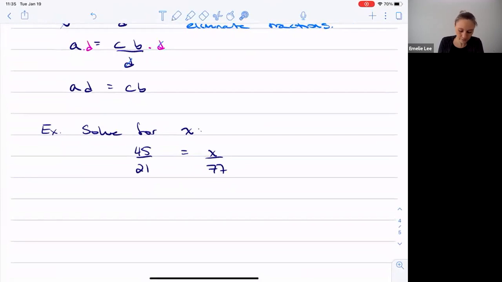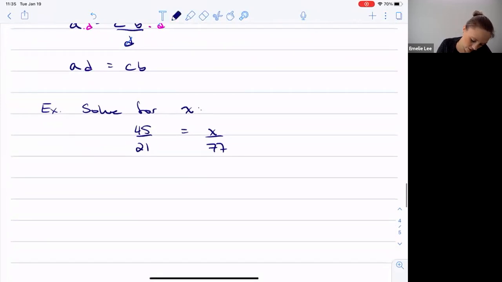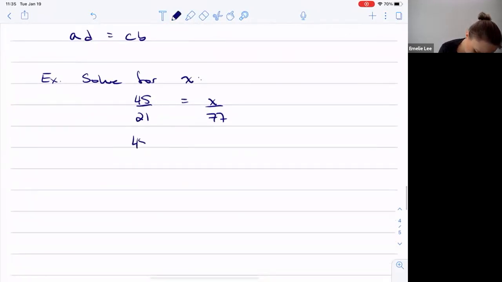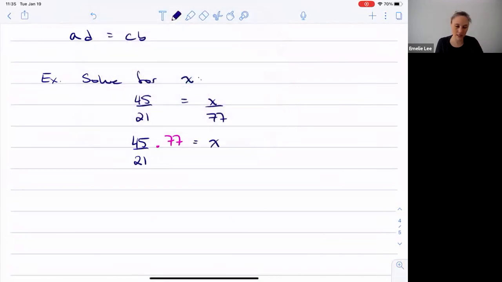So the first thing I'm going to do is multiply this 77 over to the left-hand side. Usually I just skip the step where I show that I'm multiplying both sides by d, and I just do it over here. That's totally fine if that's where you want to go, because that's what I do. 45 over 21, and then I'll just say times 77 is equal to x.